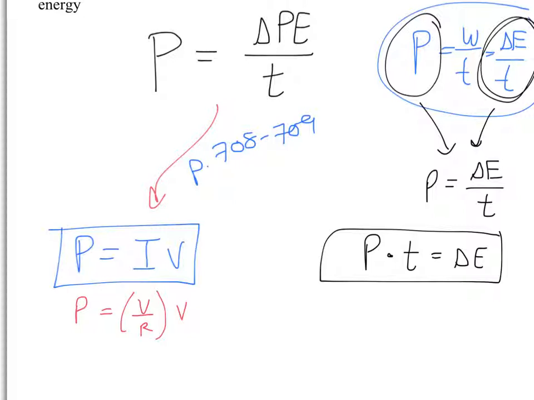Okay, take this I, replace it with V over R. As a result, this becomes power equals V squared over R. This is another one of the formulas that we might use.